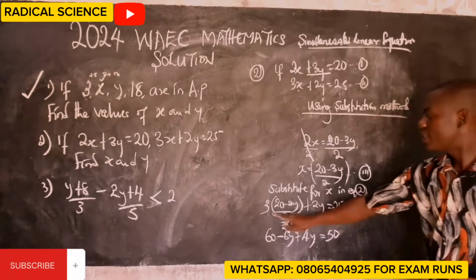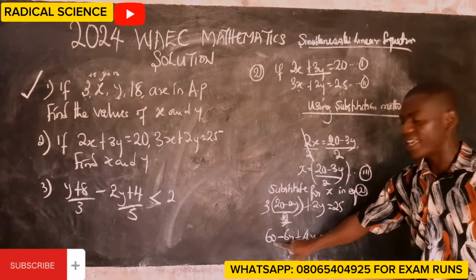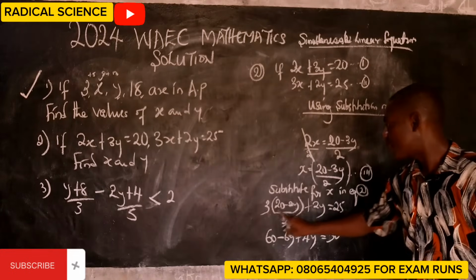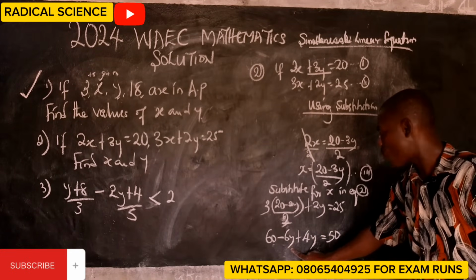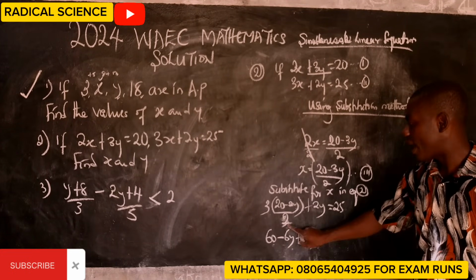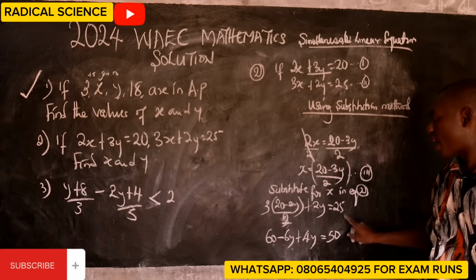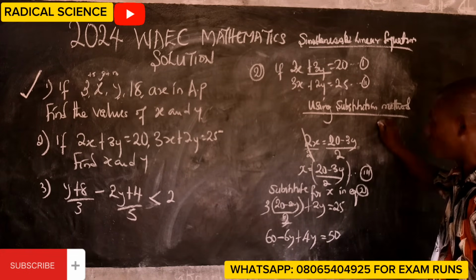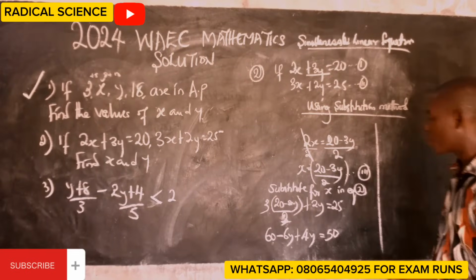Let's go again. 3 times 20 is 60. 3 times 2y is 6y. 2 times 2y is 4y. And 2 times 25 is 50. What I will now do is collect like terms.